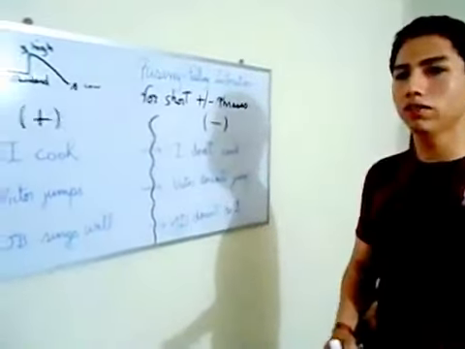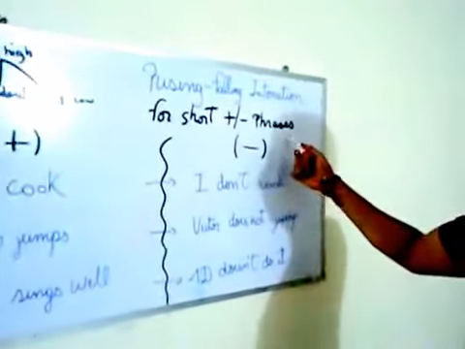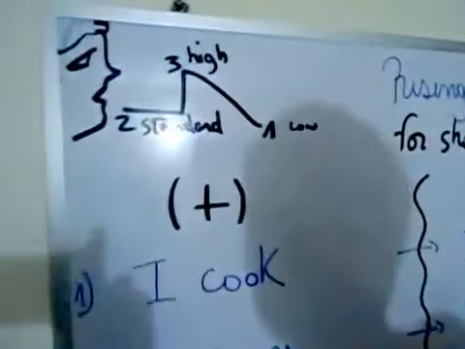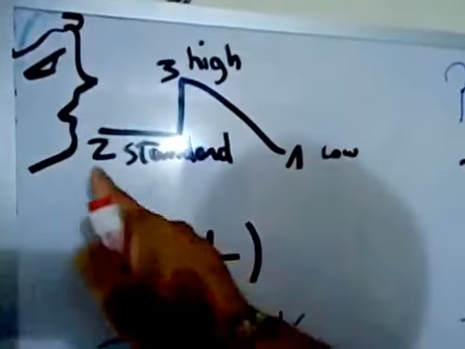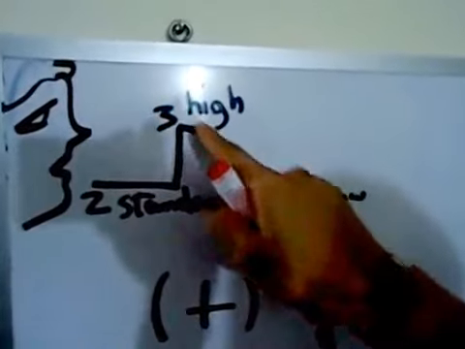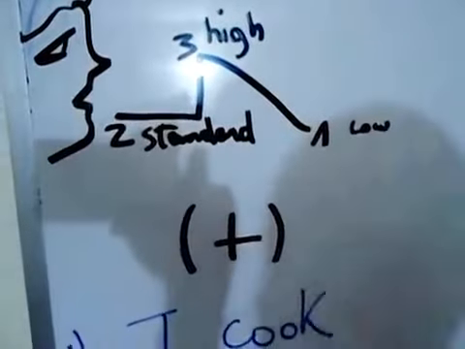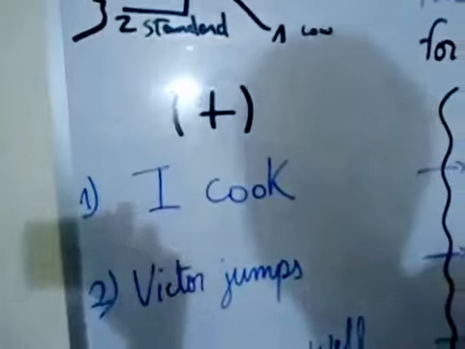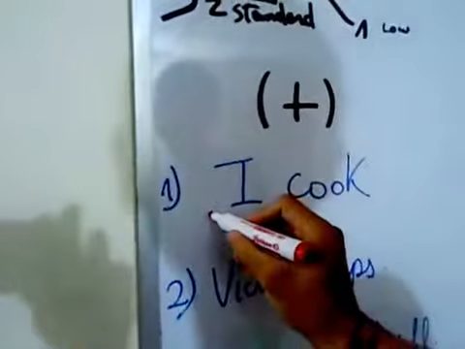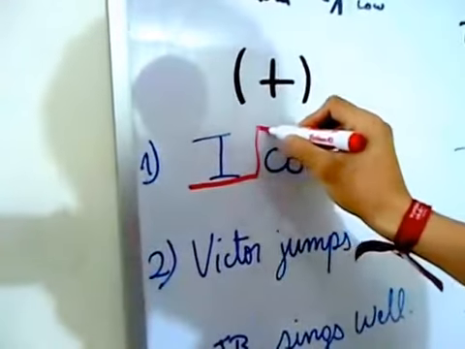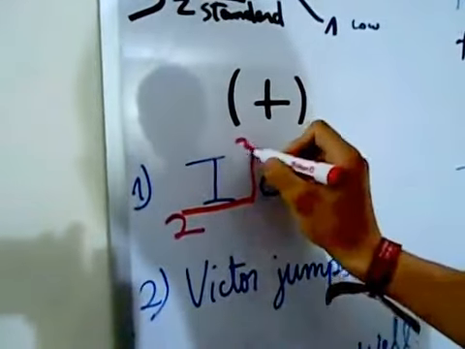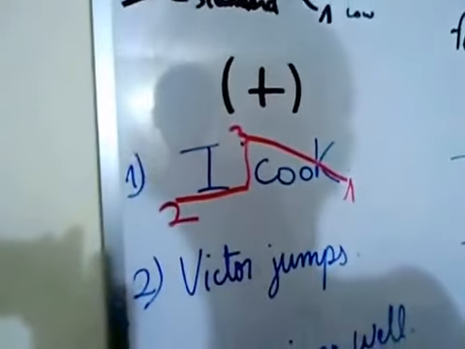Rising-falling intonation for short positive and negative phrases or sentences. Look first. We change the intonation. The number 2 shows the standard level, the number 3 the high level, and the number 1 the low level. In positive, in the first example, we have "I cook." The standard level, the high level, and the low level.